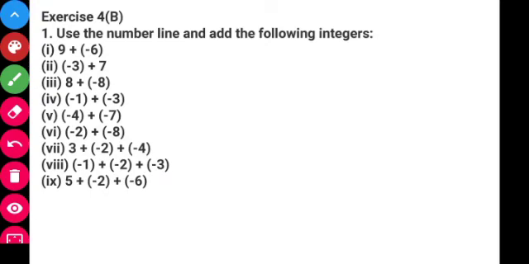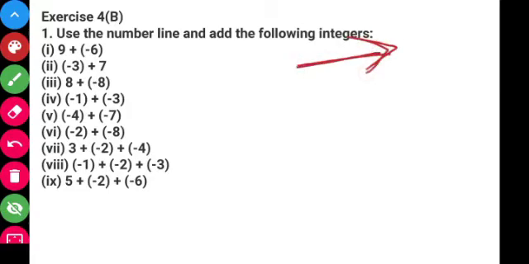Exercise 4b. Question number one is given. Use the number line and add the following integers. So remember, when you want to add something on the number line, if you add a positive integer, then move right side.